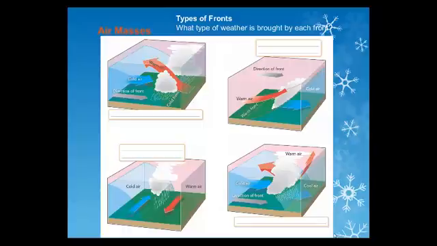That is a what type of front? Cold front. A cold front forms where a cold air mass pushes into a warm air mass. The next one, the top right, is an area where warm air is pushing into an area of cold air, creating a frontal boundary. What type of frontal boundary is that?